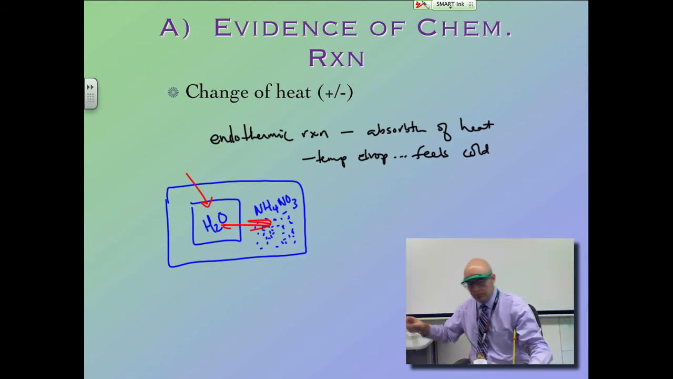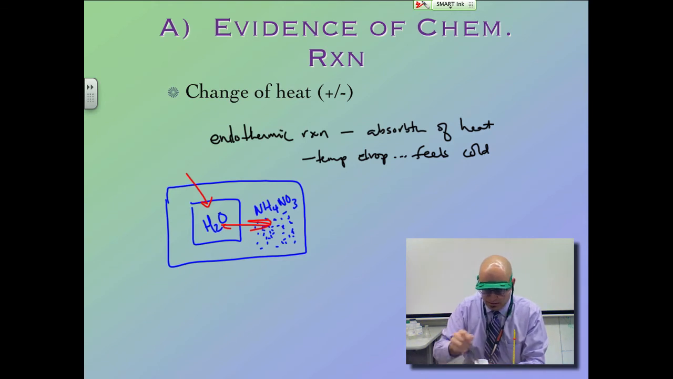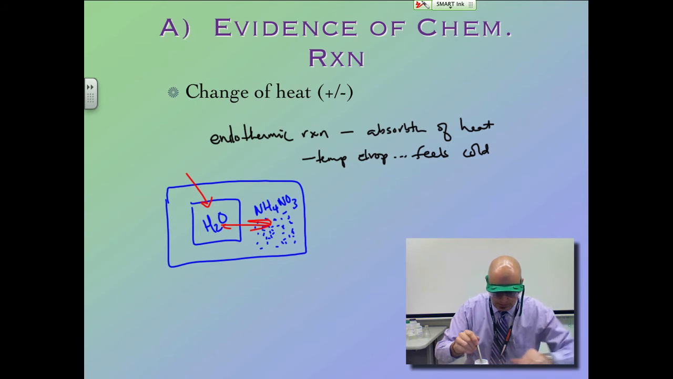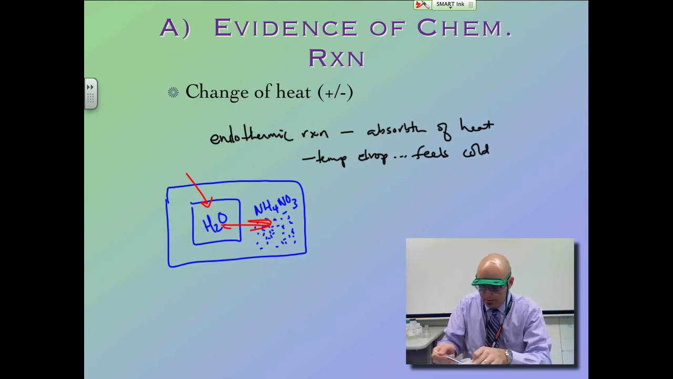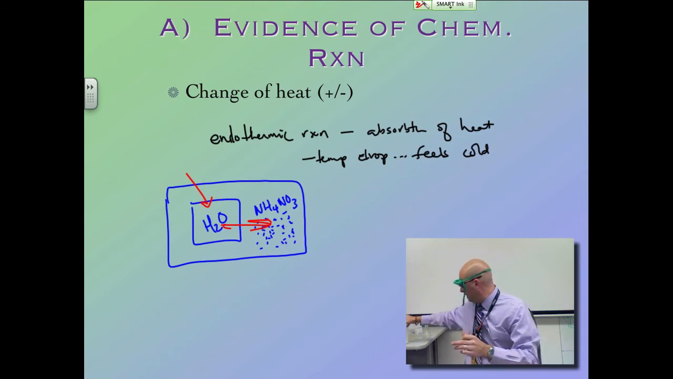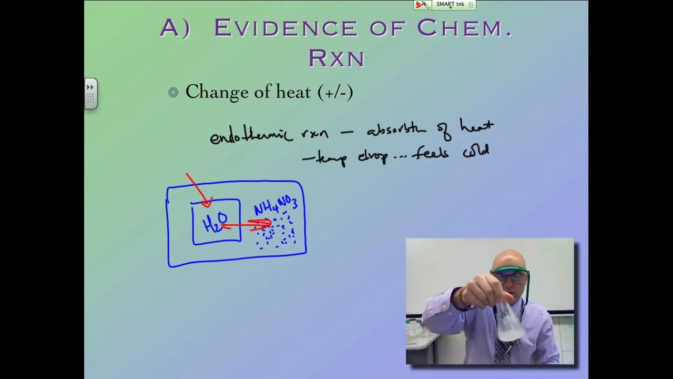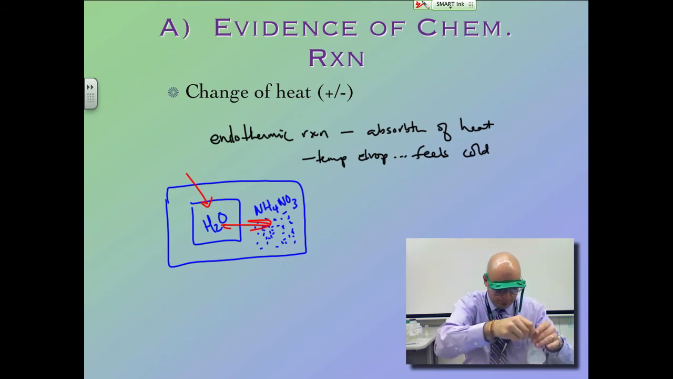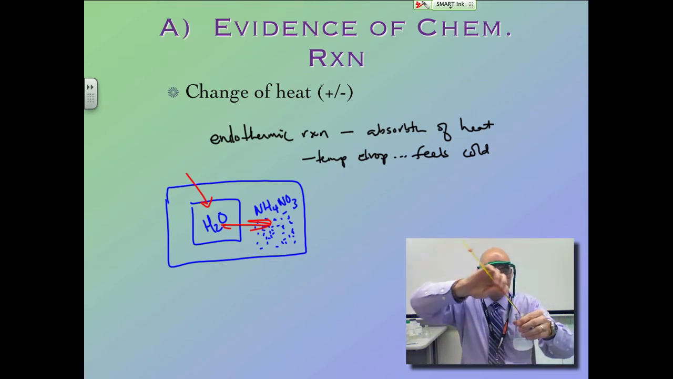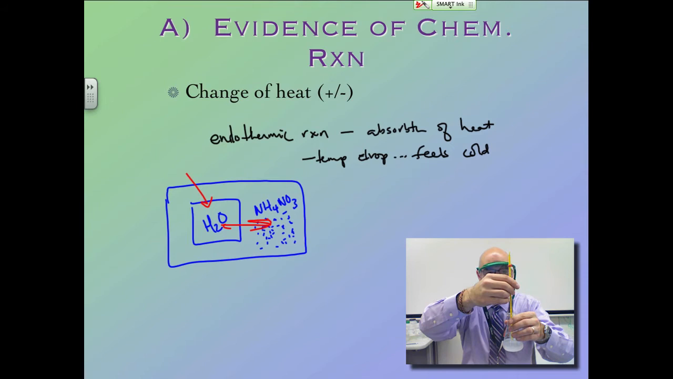Now, I'm going to simply go ahead, I'll take this thermometer out, and place some ammonium nitrate in my flask. Give it a little swirl, kind of mix it all up. And take the temperature again.